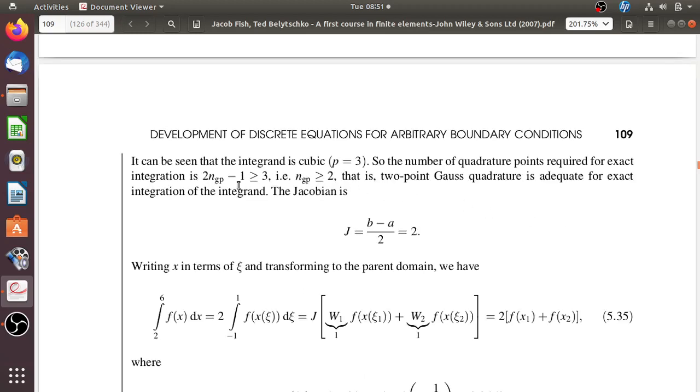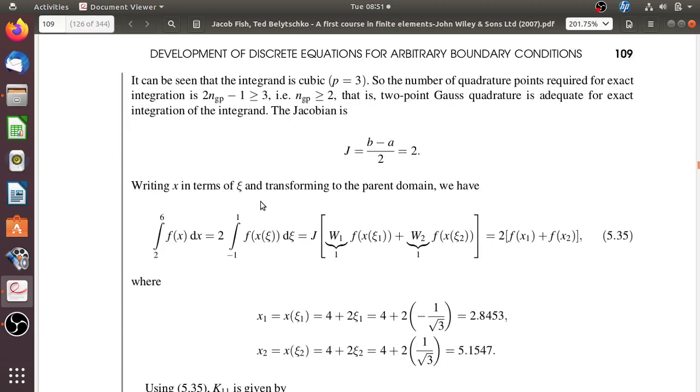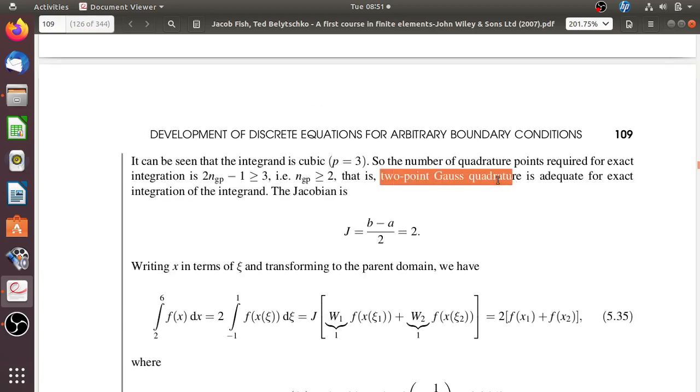If I expect it to be able to solve a cubic polynomial, then I have to have at least 2 points in my Gauss quadrature procedure. That comes from this equation. So if I have to have an exact solution for at least a cubic polynomial, then the number of Gauss quadrature points should be at least 2. The procedure of using this 2-point Gauss quadrature is as follows.